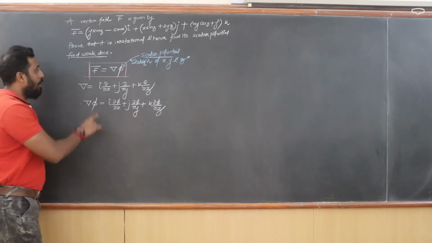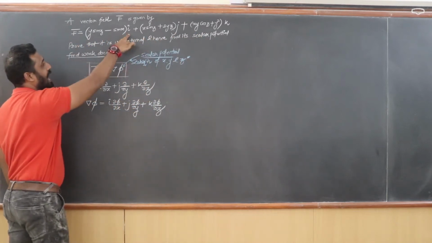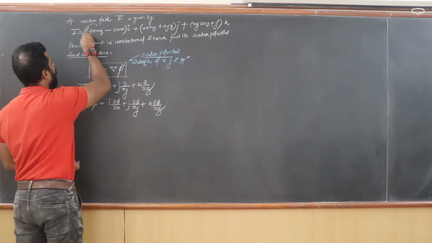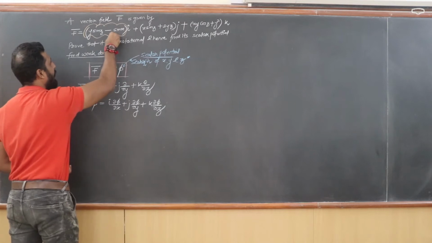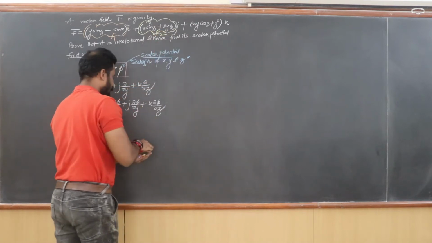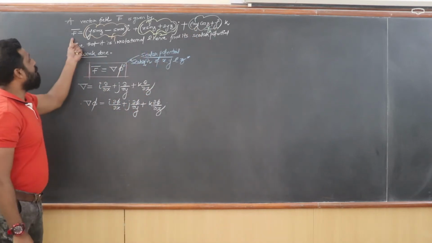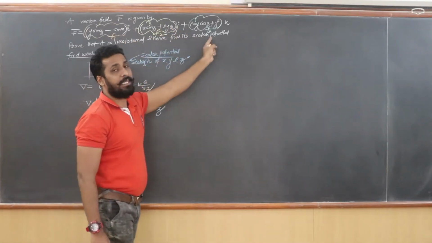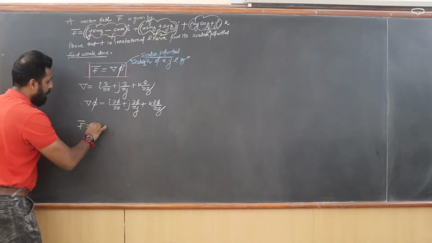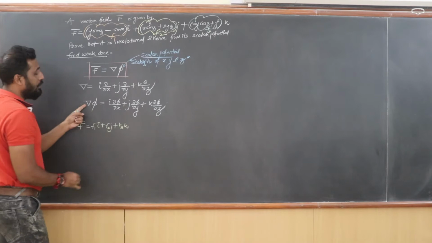F bar is equal to del phi. Now let us say, if you observe your question that is given, F bar is equal to some function i, some other function j, some other function k. So what I am going to do here is call this for some time F1, then let us call this part F2 and the last part F3. So I can write F bar is equal to F1 i plus F2 j plus F3 k.